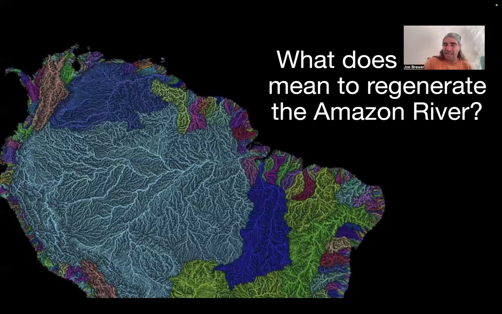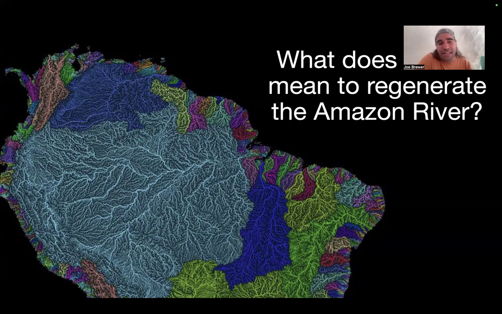What does it really mean to regenerate the Amazon River? This entire kind of light blue area in the middle, that is the 200 watersheds that comprise the Amazon Basin. There are 199 rivers approximately that drain into the Amazon, the 200th river. So there are 200 rivers in the Amazon Basin. It's one of the largest hydrological systems on Earth.